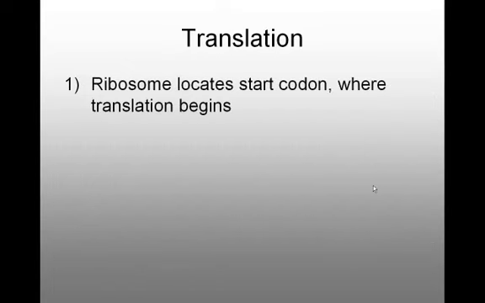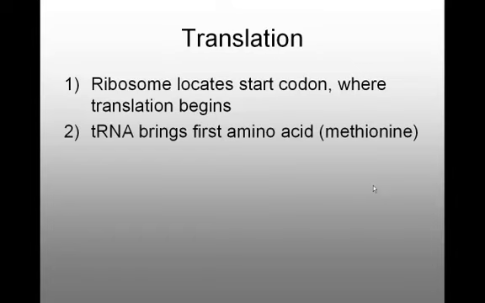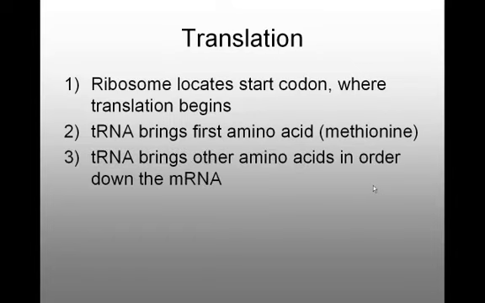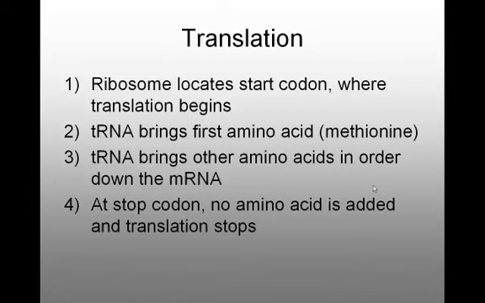So, step by step. Number 1, the ribosomes are going to find the start codon, which remember is AUG, and that's where translation is going to start. It's going to bring in a tRNA that contains methionine to add the first amino acid, and then it's going to go down 3 blocks at a time to bring the other amino acids in order, and then when it gets to one of the 3 stop codons, it's going to stop making the protein, and it's not going to do any more translation.